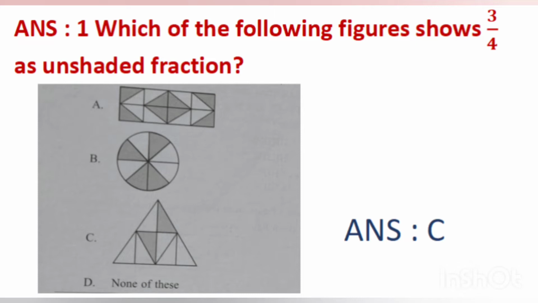So now the second step, you need to think of equivalent fractions. So equivalent fractions, how can you have it? That is, you can multiply the numerators as well as denominators by 2, 3 and so on. So when you multiply the numerator and denominator by 2, you will have 6 by 8, right? So 6 parts unshaded out of total 8 parts. Where is it? In C option, you can see total number of equal parts are 8, and out of that 2 are shaded, that is 6 are unshaded. So which is the correct option? C.